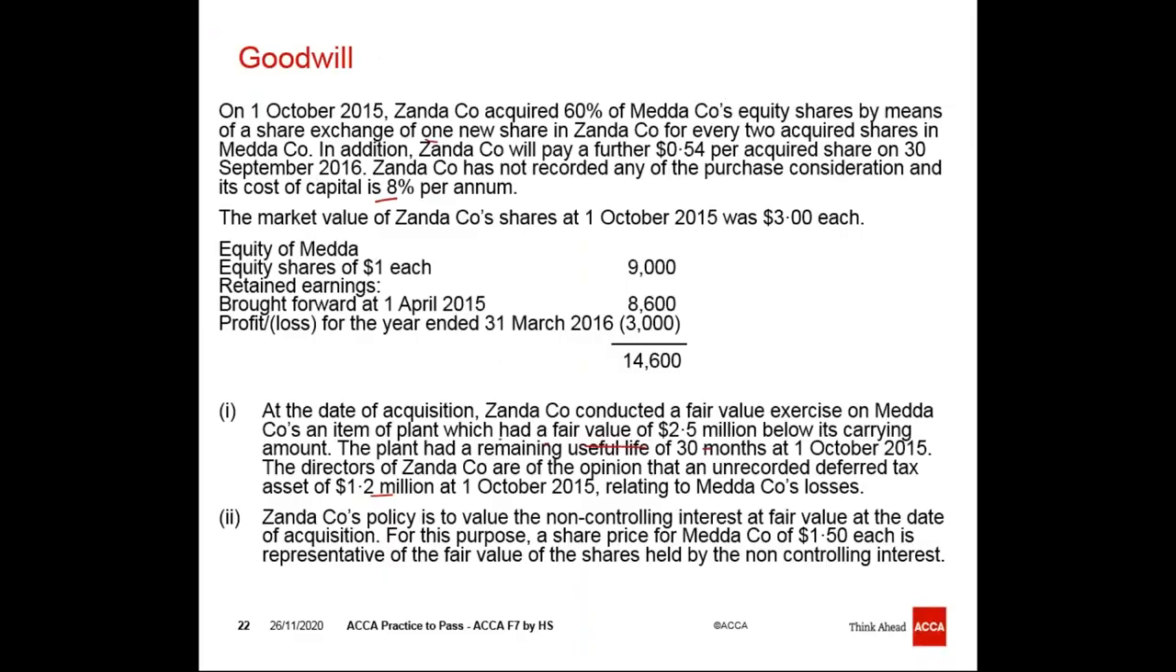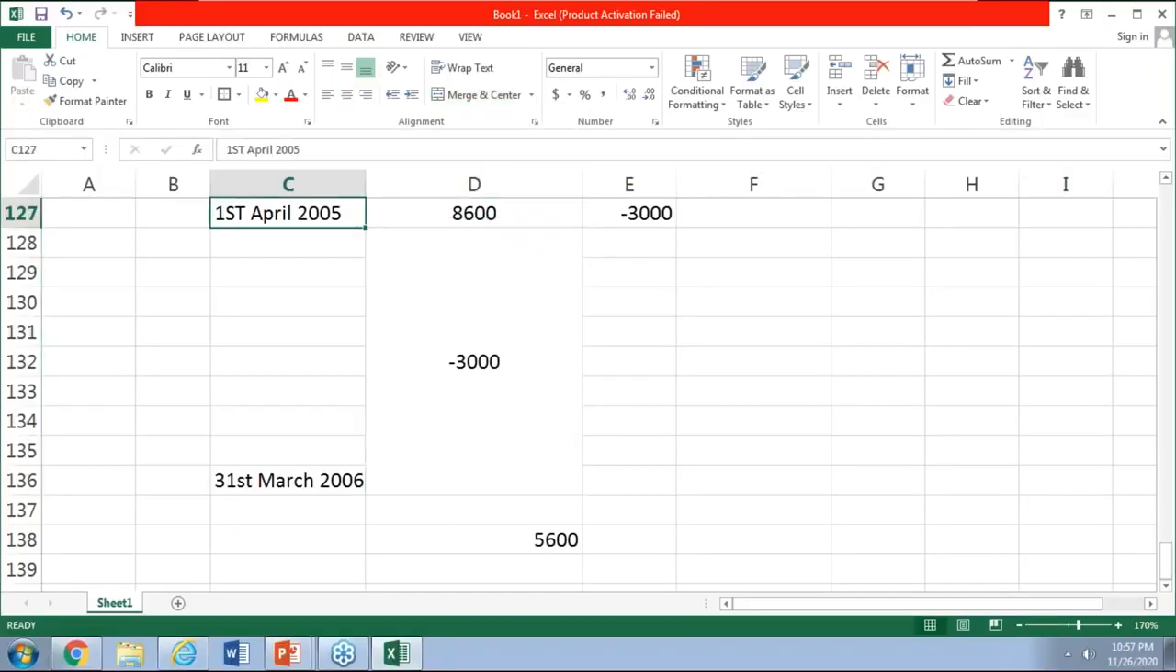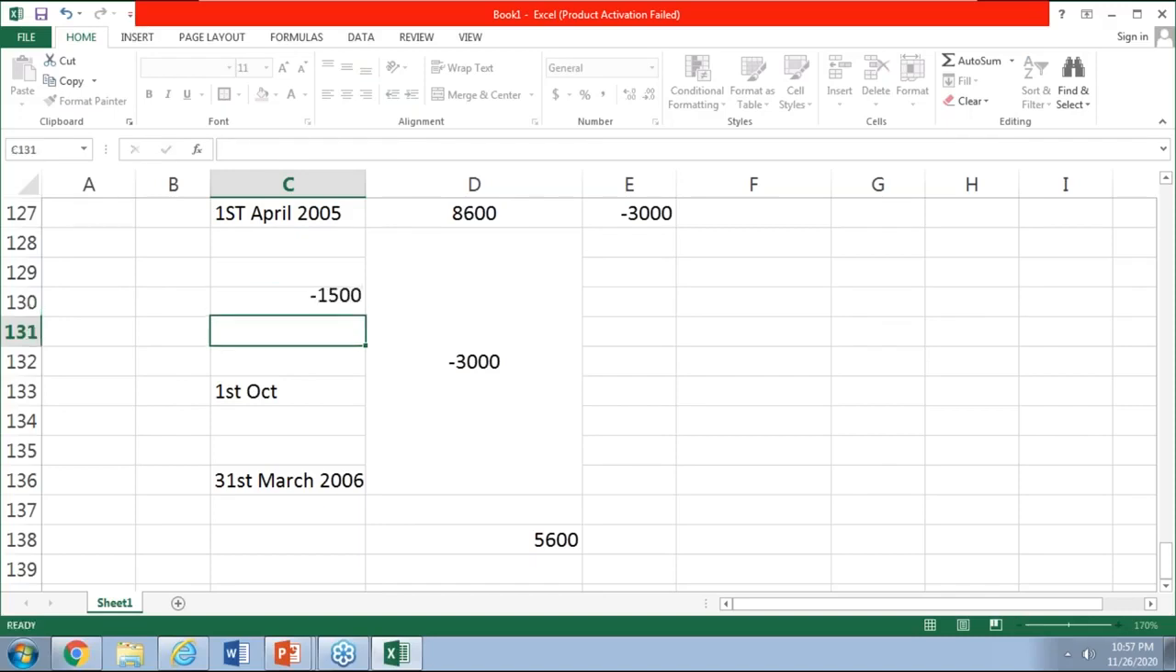But we have acquired the subsidiary on 1st October, after 6 months: 1, 2, 3, 4, 5, 6, 1st October. So we have to calculate the retained earnings at this date. The company has made a loss of 3,000 in the whole year, so I have broken down the loss into the 2 periods. The first period's loss will be 1,500 and the second period's loss will be 1,500. So I have equally distributed the loss figure.